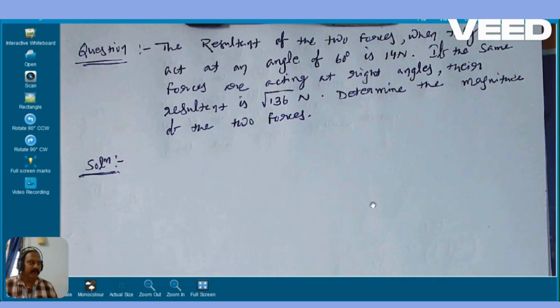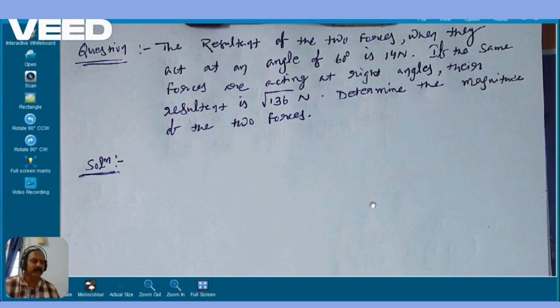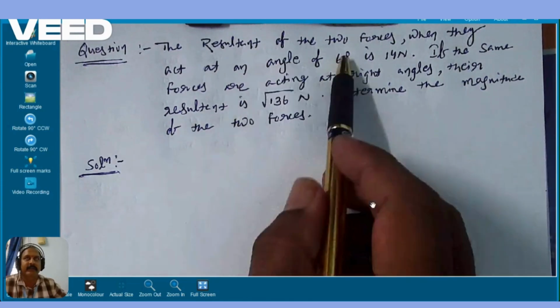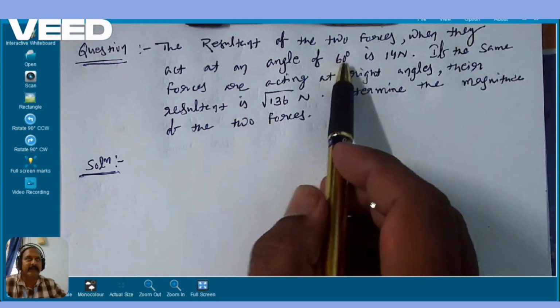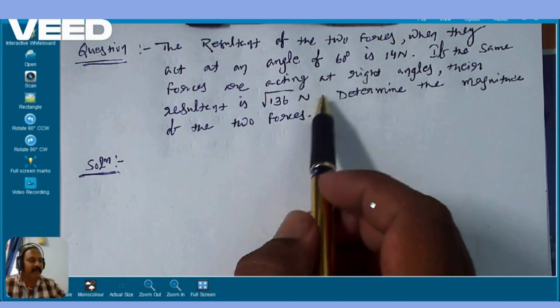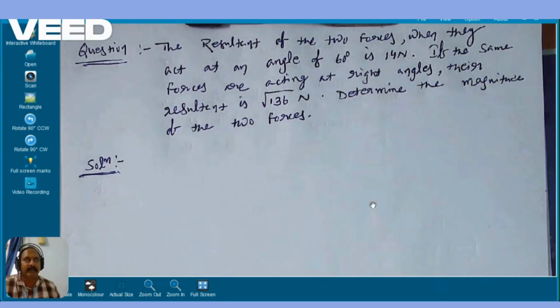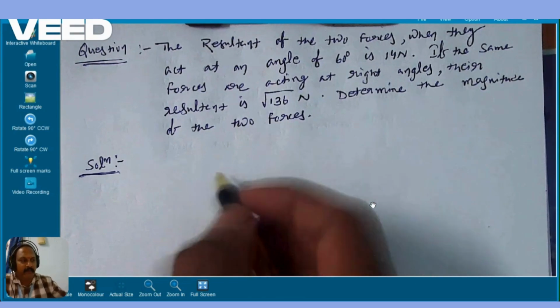Hello students, this is a question related to parallelogram law of forces. It's a numerical question, you can see. The question is: the resultant of two forces when they act at an angle of 60 degrees is 14 Newton. If the same forces are acting at right angles, the resultant is root of 136 Newton. We have to determine the magnitude of the two forces.